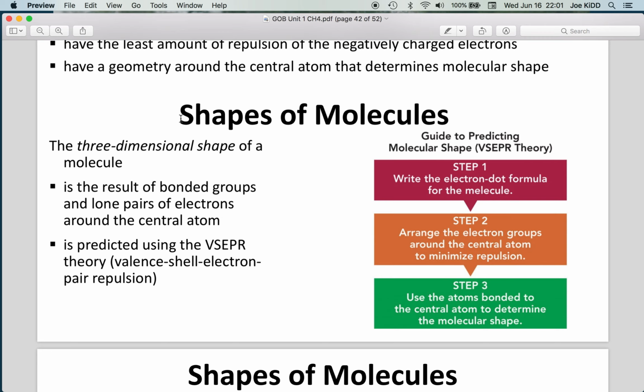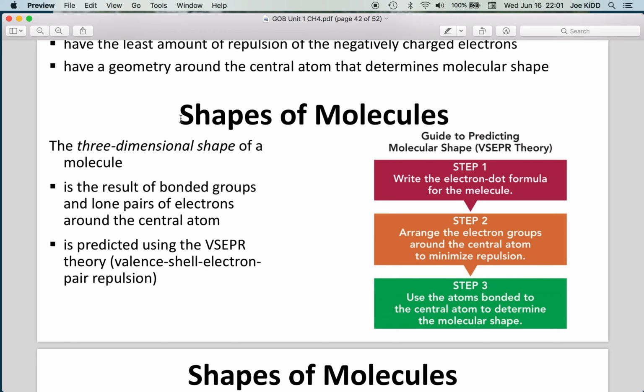VSEPR theory helps us figure out the shape of molecules. Molecules arrange themselves in very specific, repeatable ways. And it's kind of crazy to think about, right? If I throw a carbon atom and 4 hydrogens together, they're always going to arrange themselves and bond in a very specific shape. And this theory helps explain why that shape happens and how we can predict that shape.